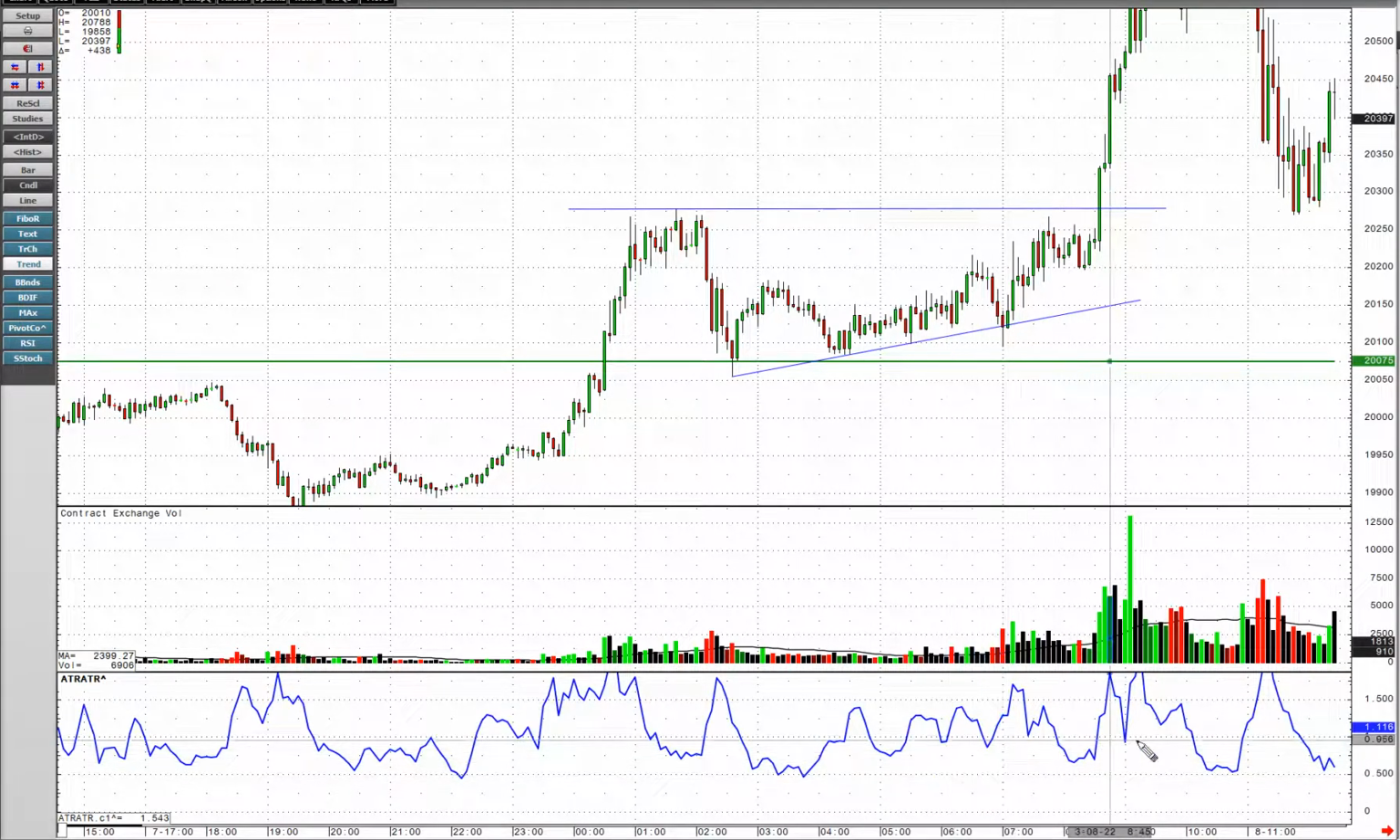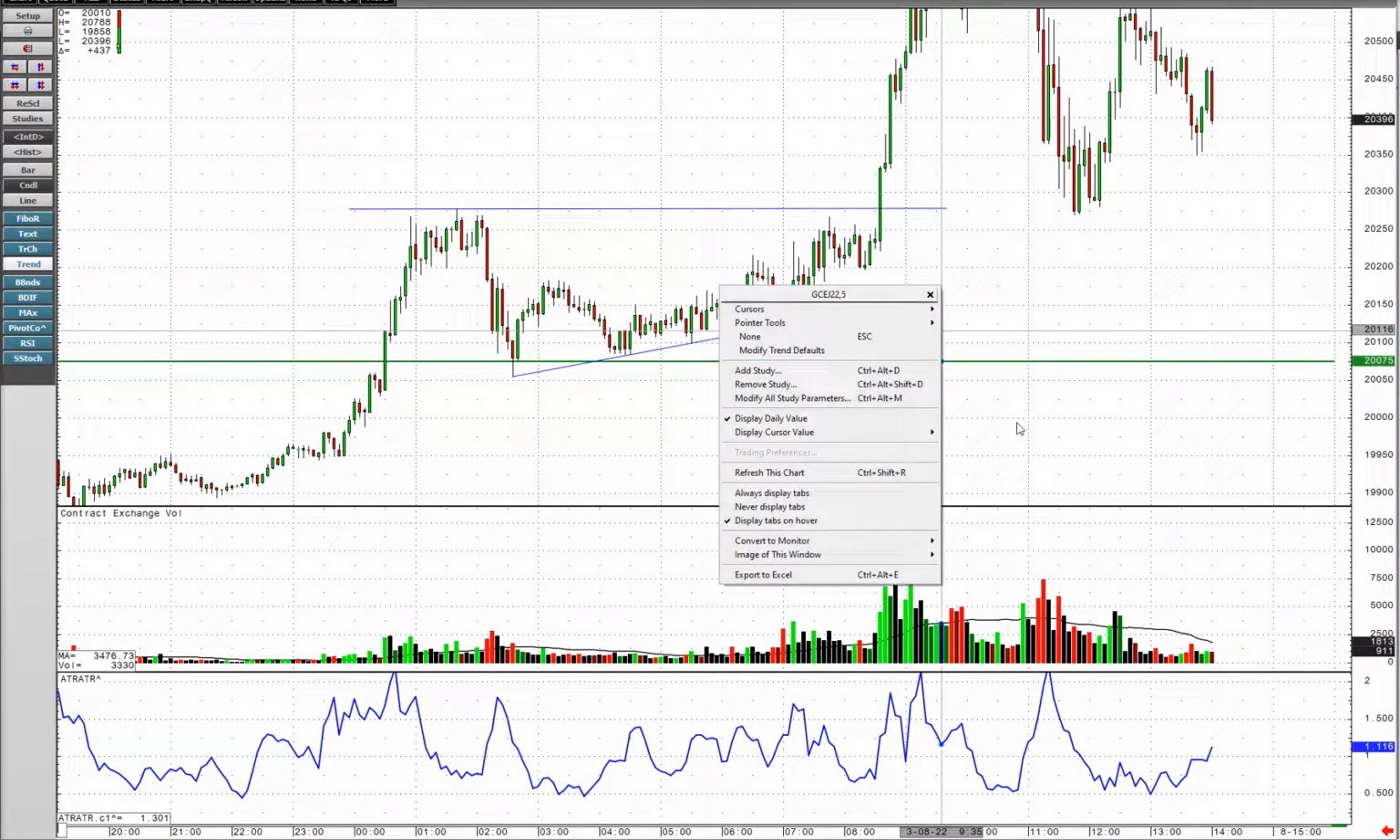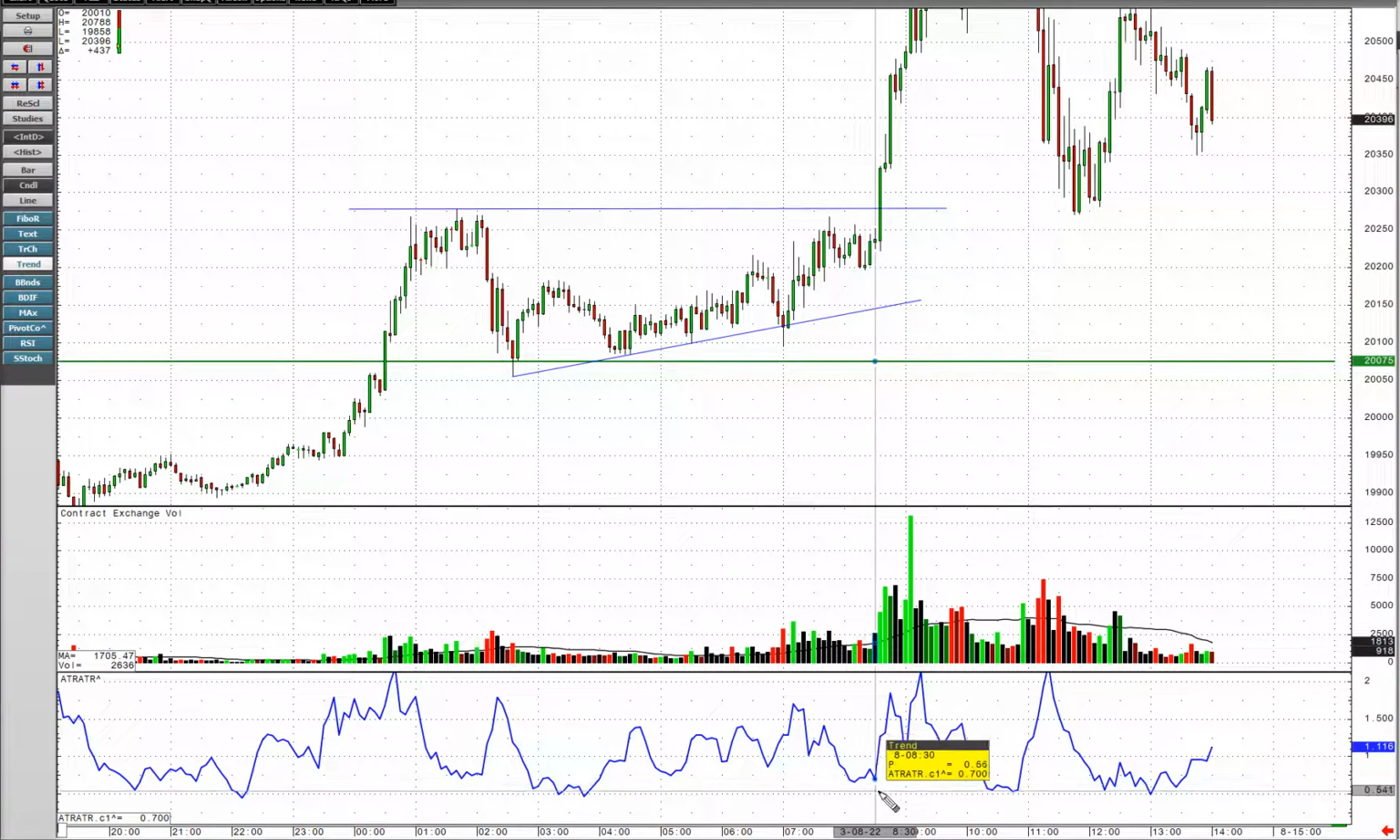I'll figure that out on my time. But anyway, we got a dip in the volatility down here to 0.65, 0.70. So that does tell you there's volatility compression going on here.